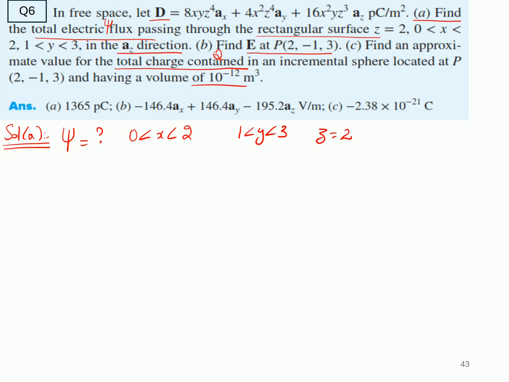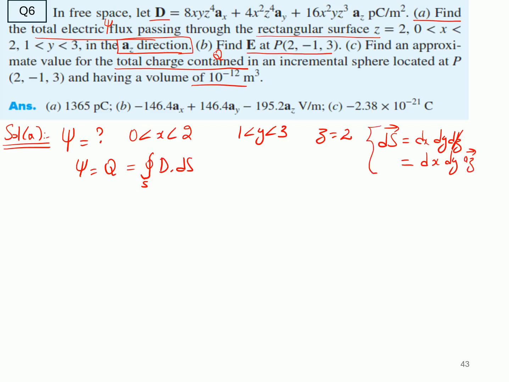So we know that electric flux is equal to the total charge enclosed, and the charge enclosed can be defined as a surface integral of D dot dS. Since this is a rectangular coordinate system, the surface element depends upon the incremental elements dx, dy and dz. Since our analysis is along z, in the az direction, we are going to ignore the z component, and our value will be dx, dy, and the unit vector for the surface will be along a_z. So this is the value of dS.